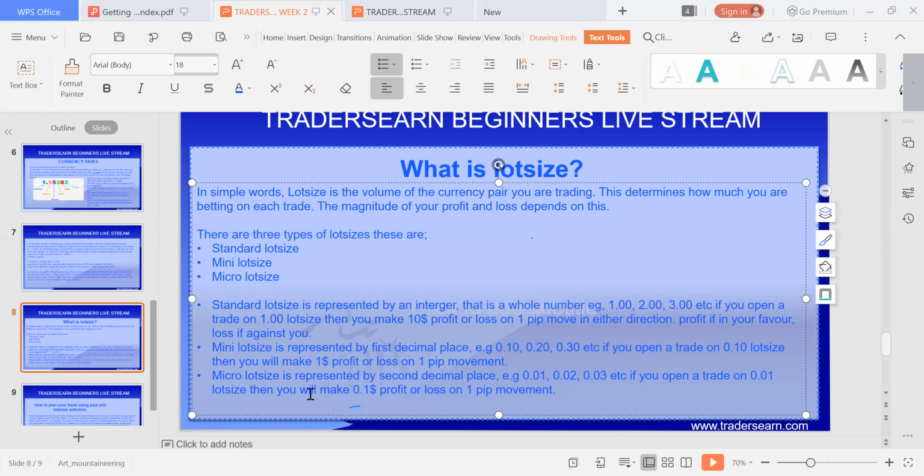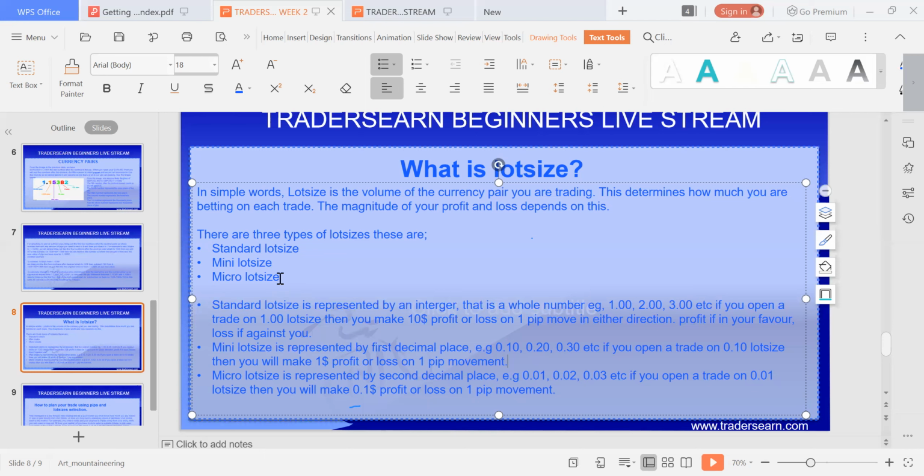Now, micro lot size is represented by the second decimal place, which is 0.01, 0.02, 0.03, etc. 0.01 represents $0.1. So if you open a trade with 0.01 and it goes in your favor by 1 pip, you'll be making $0.1. There's a fourth lot size they call nano lot size, but we won't be using that.